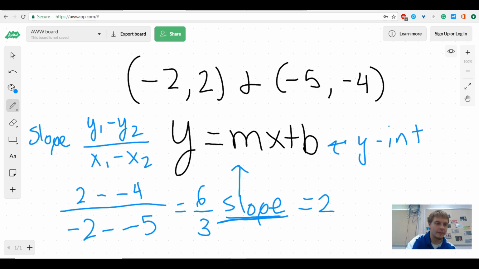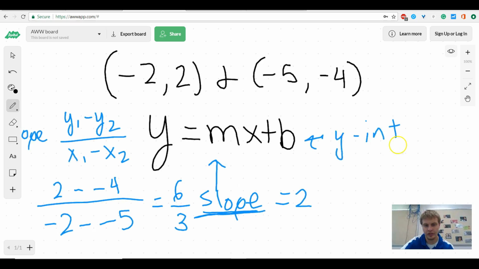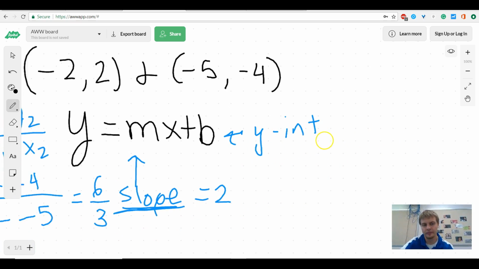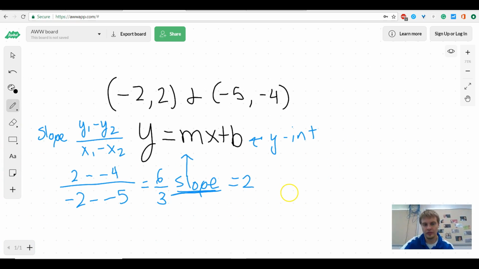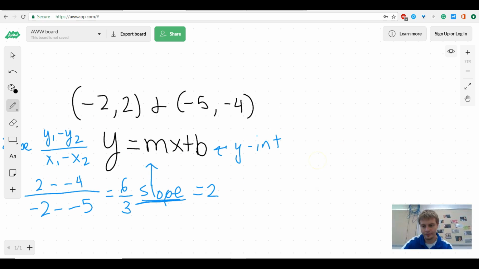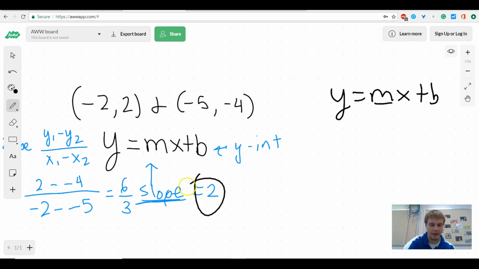Now we're going to use that. We just spent all that time writing it down to use that information. So we're going to move this over here. I'll zoom out just a little bit so I have some room. We're going to rewrite what we had before, which is y equals mx plus b. But instead of writing m, we write what we found, which is 2. So y equals 2x plus b.